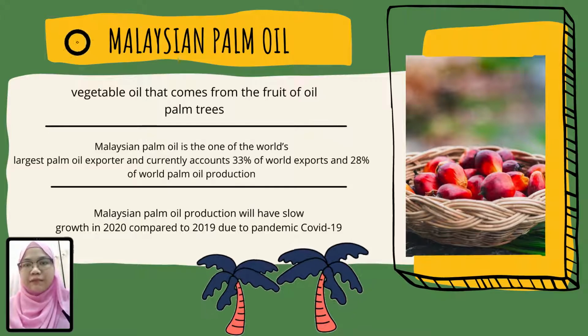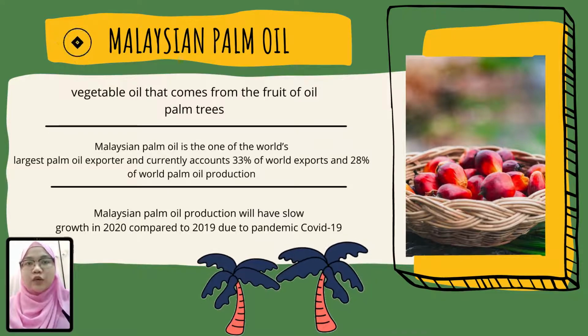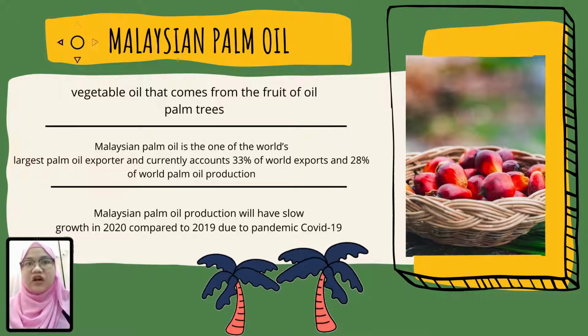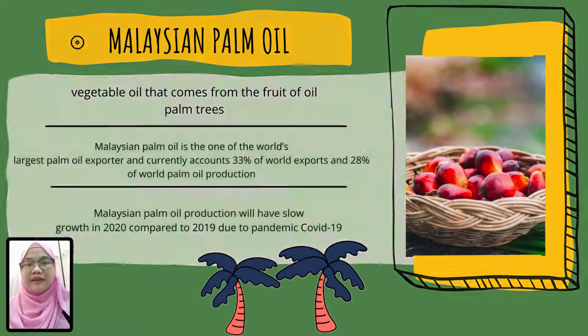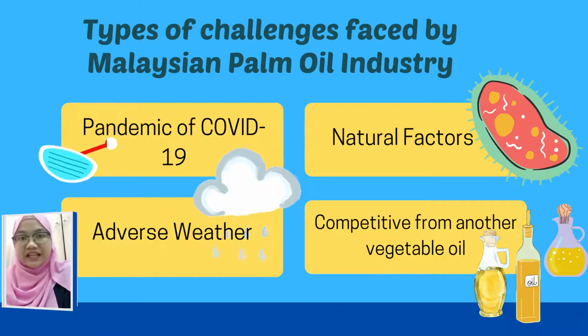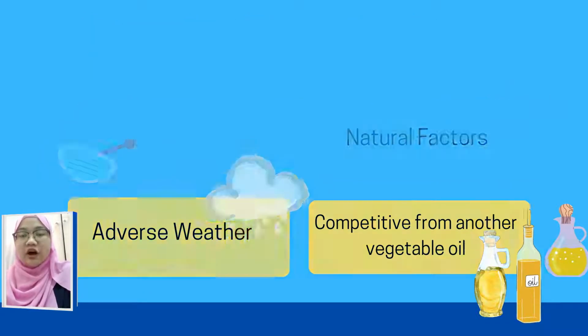However, Malaysian palm oil production will have slow growth in 2020 compared to 2019 due to the COVID-19 pandemic. This pandemic gave negative effects on the country's economy from global supply and demand shocks and also domestic factors. There are four types of challenges faced by the Malaysian palm oil industry. First, pandemic of COVID-19. Second, natural factors. Third, adverse weather. Fourth, competition from other vegetable oil.